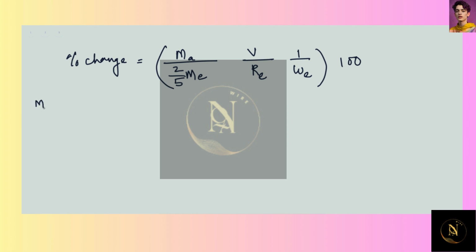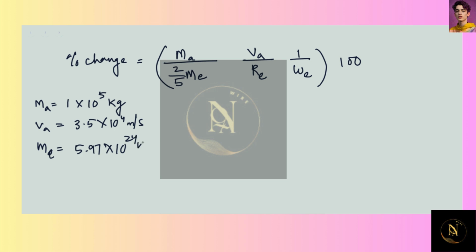Now let's write the variables that we are given, so you can substitute them into this equation. We have mass of the asteroid to be 10^5 kg. Velocity of the asteroid is 3.5 times 10^4 meters per second. Mass of Earth is 5.97 times 10^24 kg.